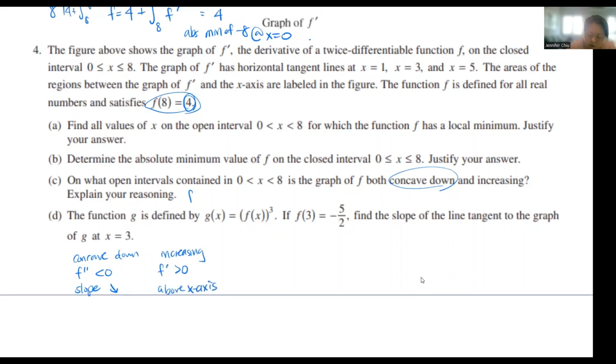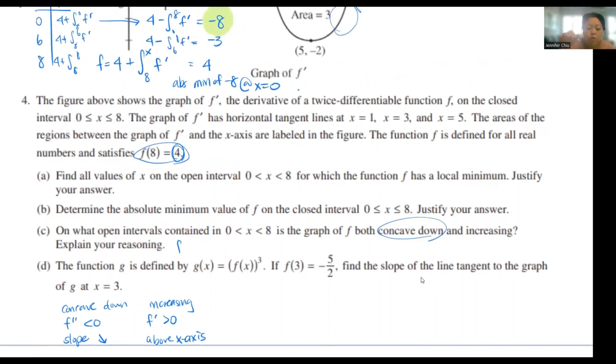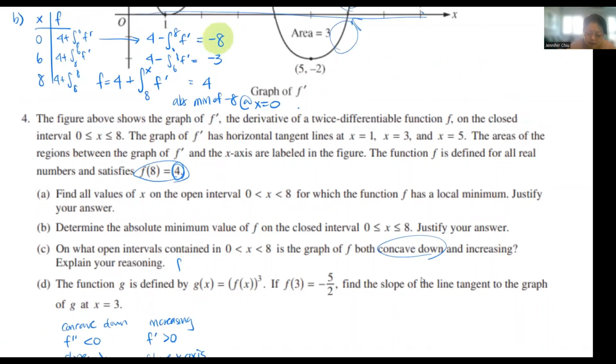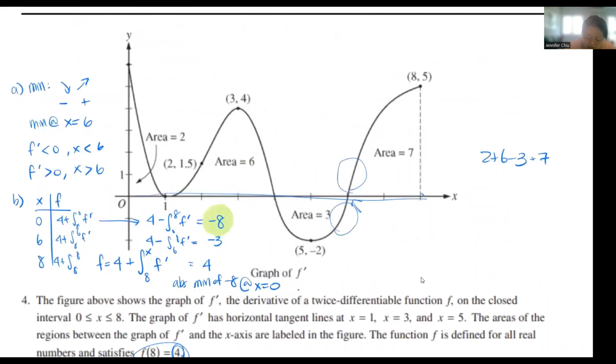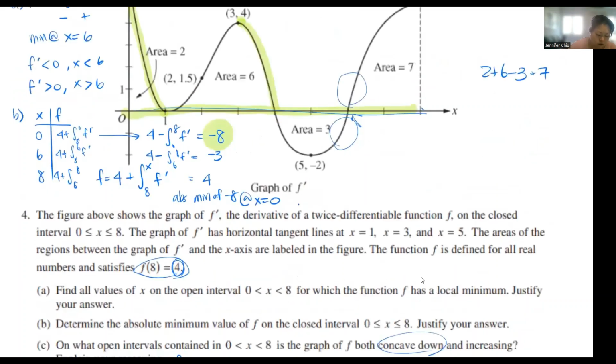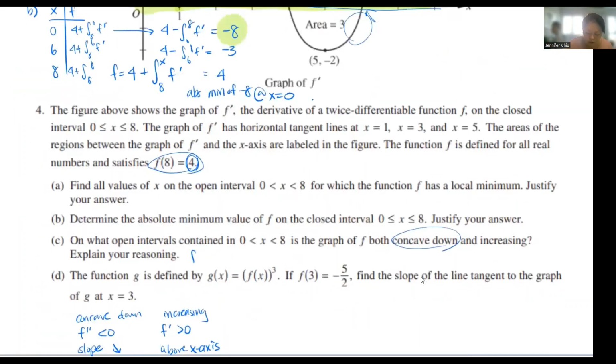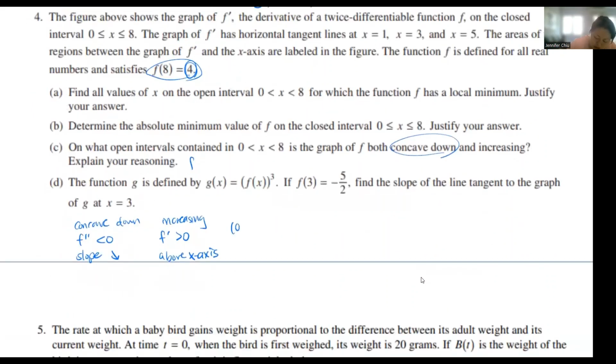So that means in the picture, I want above the x-axis. So you have to look in your picture, which piece both has a negative slope and is above the x-axis. Everything above the x-axis, and the negative slope above the x-axis is here and here. So that region is, let's see, 0 to 1 and 3 to 4. Okay, so those are my two regions. So I'm going to write it out, 0 to 1 and 3 to 4, open intervals for these. Okay, all right, last part, part D.